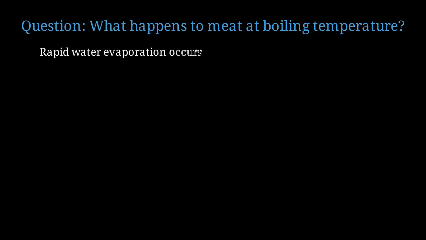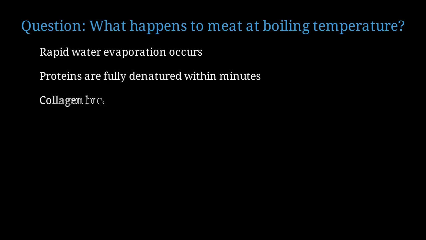First, rapid water evaporation occurs. The meat can lose 30 to 40% of its weight in water. All muscle proteins are fully denatured within minutes at this temperature. Collagen breakdown accelerates significantly. At 100 degrees, collagen converts to gelatin much faster than at lower temperatures.